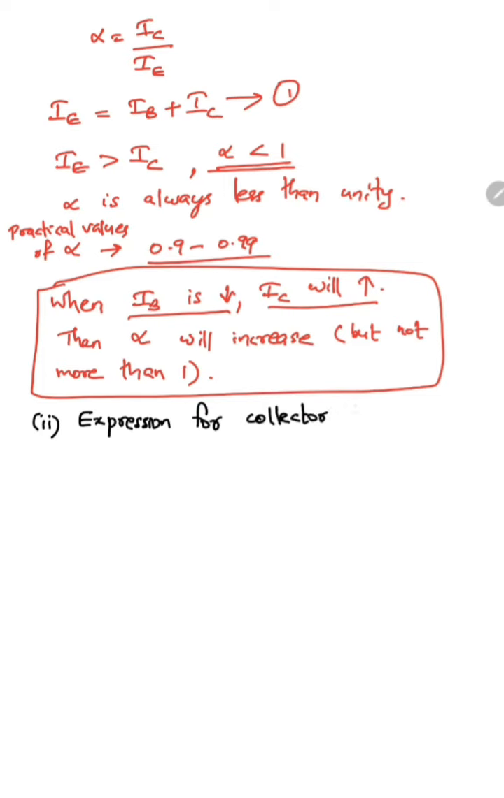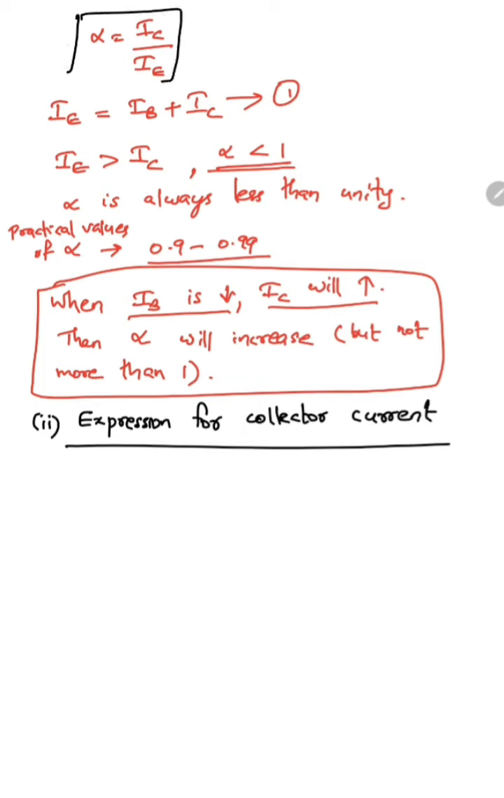Expression for collector current. So first we discussed the current amplification factor alpha. Now we are going to discuss the expression for collector current. You can see that the total collector current IC consists of 2 parts.